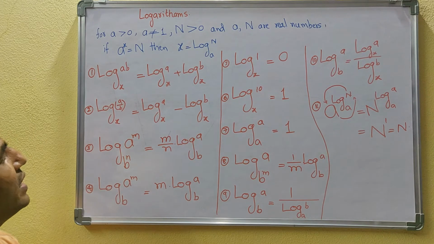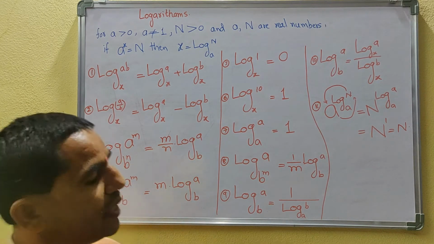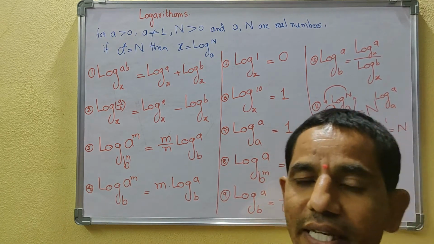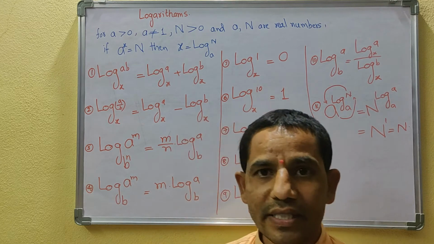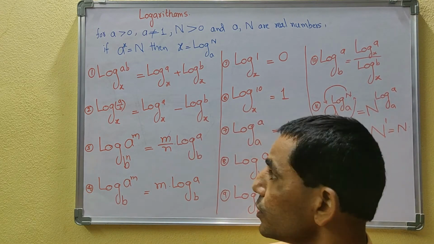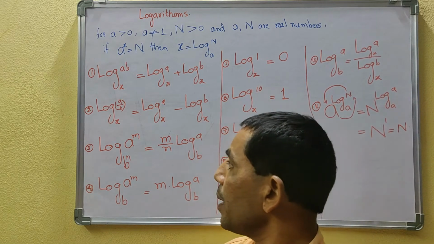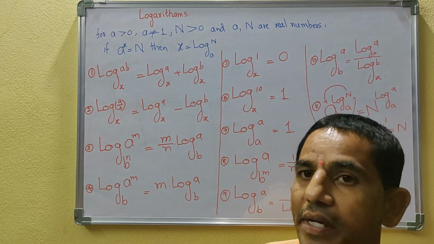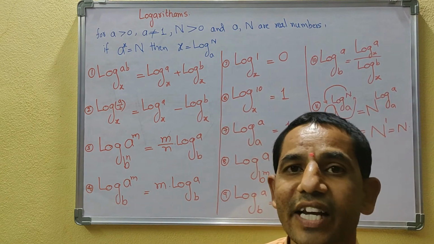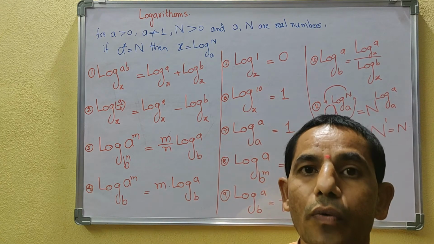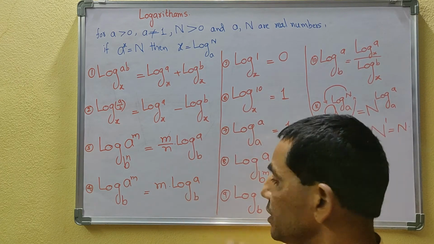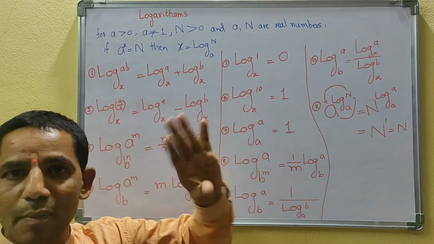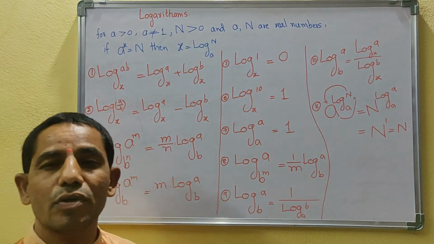Log ab base x is equal to log a base x plus log b base x. Next one, log a by b base x is equal to log a base x minus log b base x. Third one, log a to the power of m base b to the power of n is equal to m by n into log a base b. Next one, log a to the power of m base b is equal to m into log a base b. Next one, log 1 to the base x: whatever the base is, its value is 0. Log 1 is equal to 0, simple.